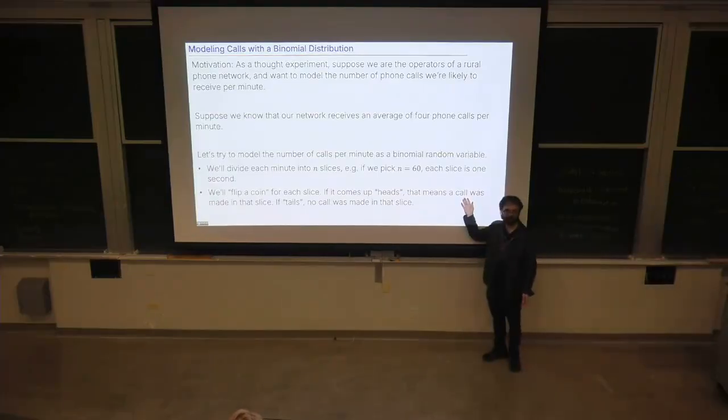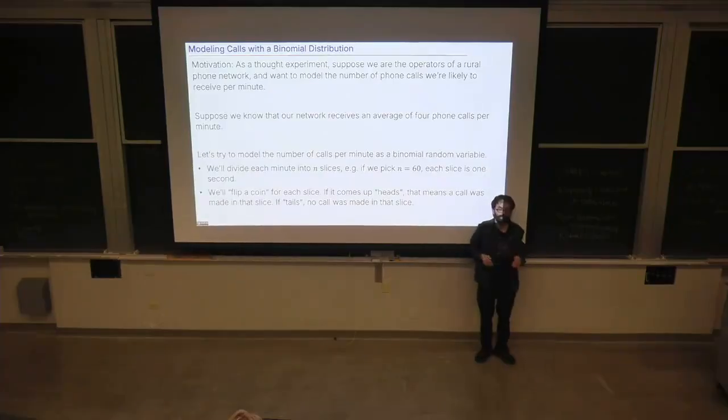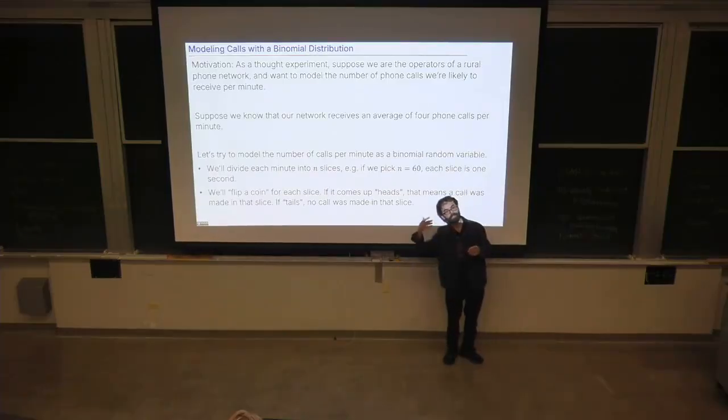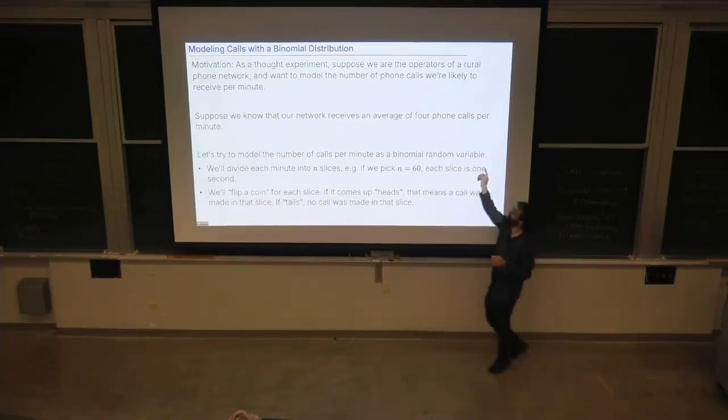And what's p here? Well, we got to figure that out. We want to pick a p such that we match that 4 phone call average. Now you might say, if I already know it's 4 phone calls on average, what am I even doing? Well, what I'm trying to do is not just get the average, but also estimate the probability that there are no calls, that there's 30 calls, that there's 12 calls, just from that average.